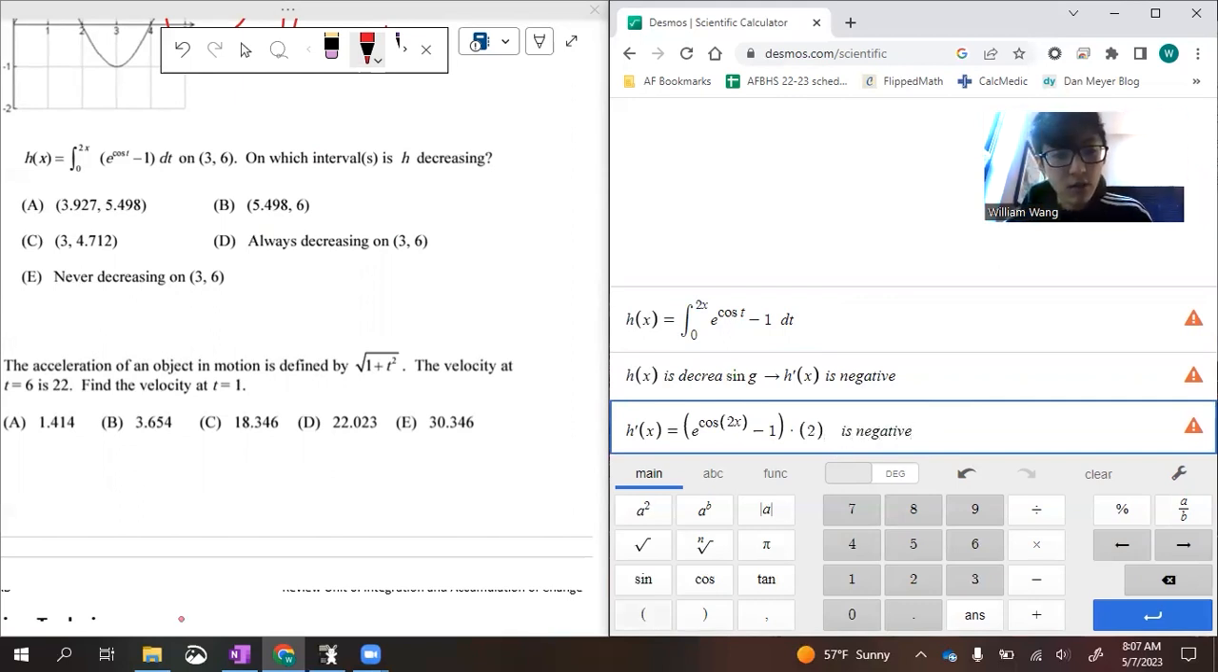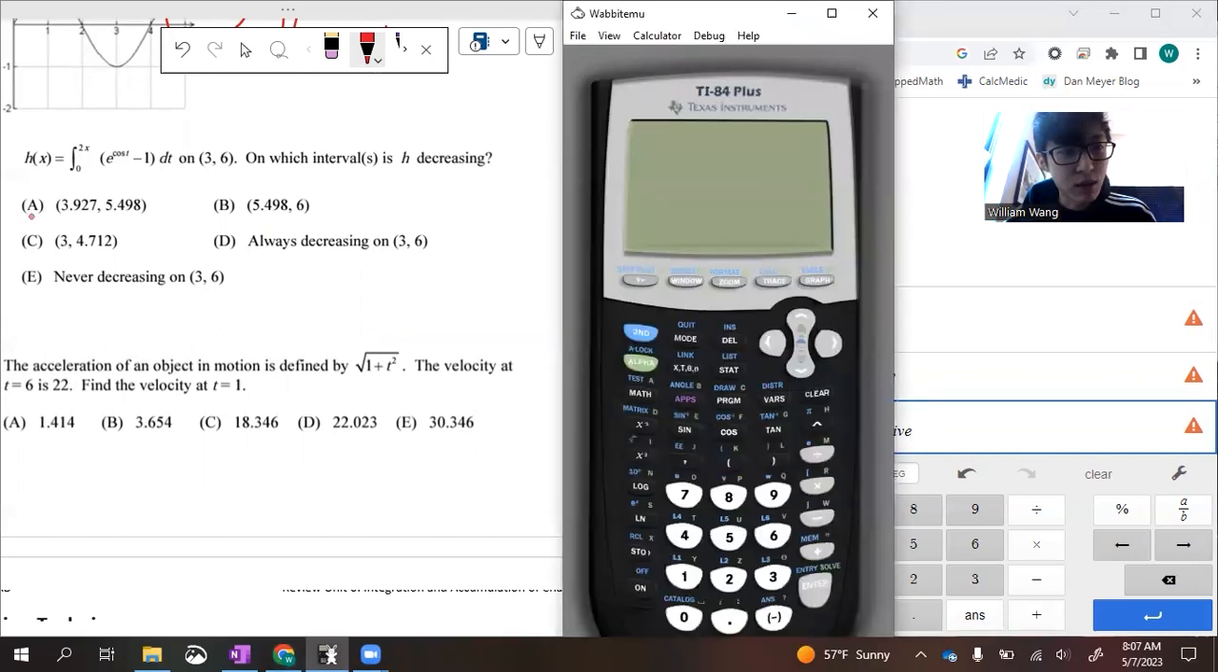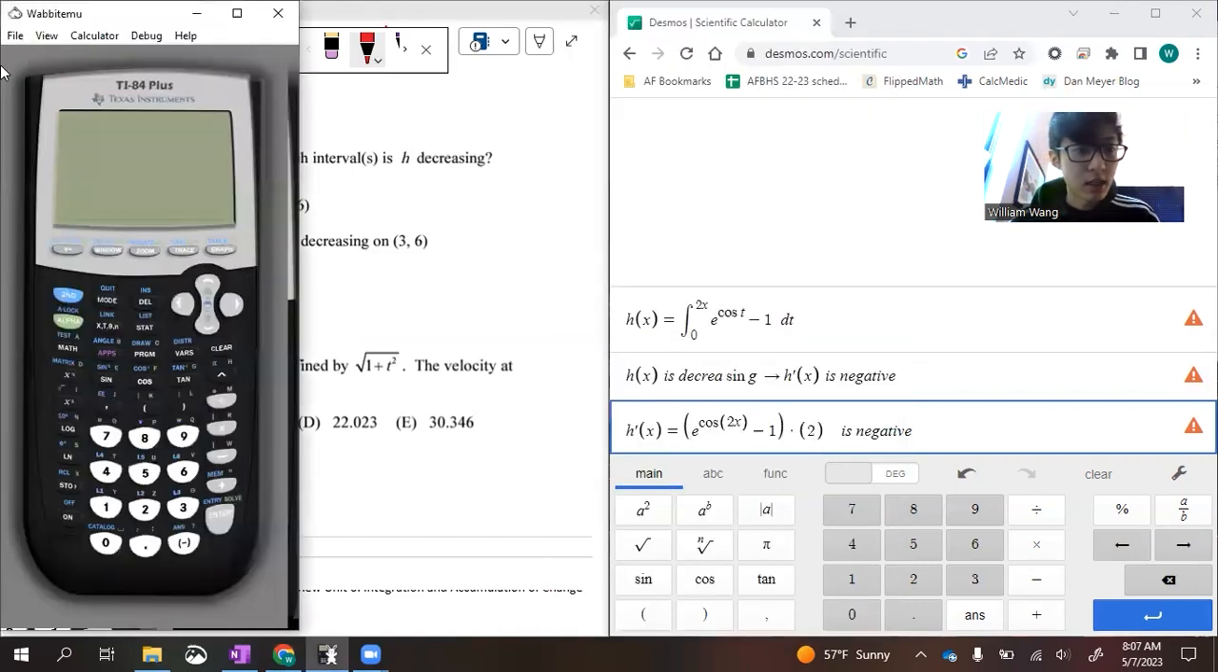Well, how do I see where it's negative? Luckily, this is clearly a calculator problem. I'm just going to use my calculator and see where it's negative. What I'm going to do is plot my function. So e, second e, cosine of 2x, minus 1, end parentheses, times parentheses 2. I'm going to write it out just like I wrote it there. I'm going to graph this, and I want to see where it's negative.